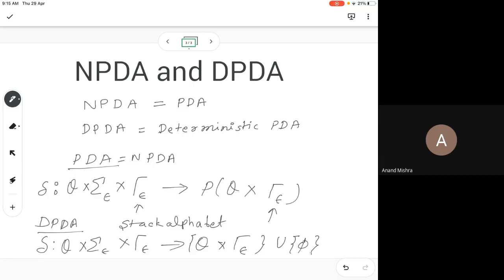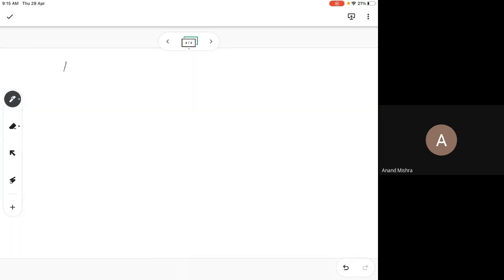So this is called deterministic PDA, and these two things are not equivalent. NPDA is not equivalent to DPDA. In fact, NPDA is slightly more powerful than DPDA. But we will not discuss too much about what is inside the DPDA, and that's beyond this course. The only thing we should know is that there is a difference, and PDA and NPDA are the same.